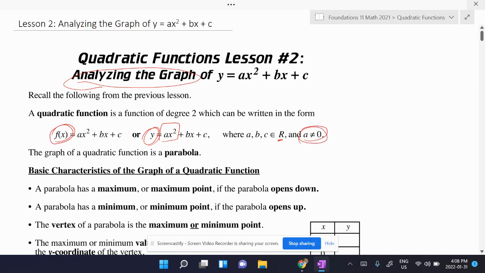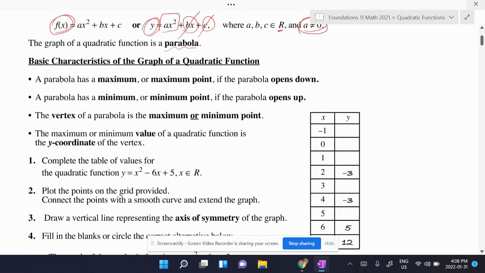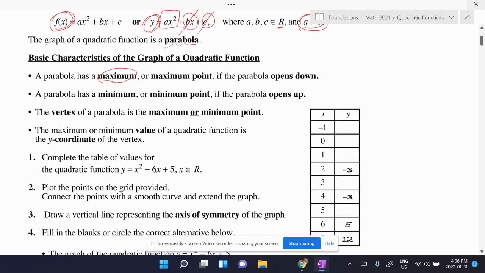So just to go over what we did in lesson 1, b and c can both be 0. They cannot be there, but x squared must be there. And on the graph, we have this fancy word, parabola. So quadratic function has a parabola. It either has a maximum or a minimum. If it has a maximum, then the graph goes up to a maximum point and back down again. If it has a minimum point, then the graph comes down and then goes back up again. Okay? So this one's a maximum, and this one's a minimum.